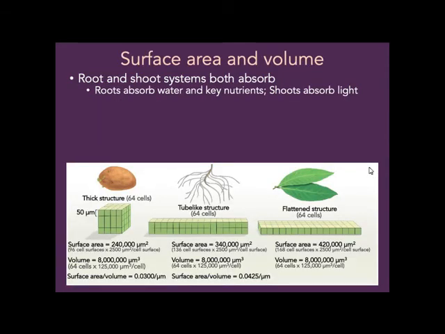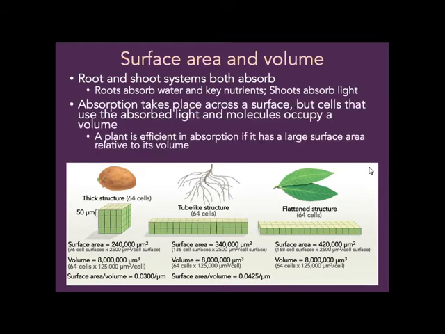The goal of roots and shoots is to absorb stuff. The roots are absorbing water and nutrients, and the shoots are absorbing light. The absorption takes place across the surface of the plant, and then the product of the absorption has to take place inside the plant, right? So a plant is going to be very efficient in its absorption if it has a large surface area relative to its volume. So it has a lot of outside compared to how much inside it has.